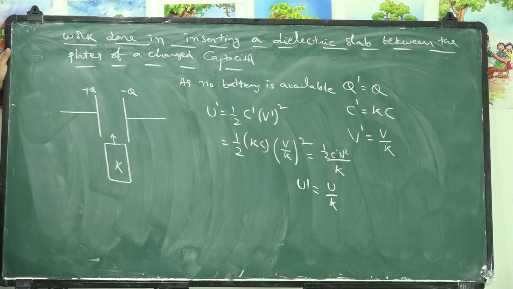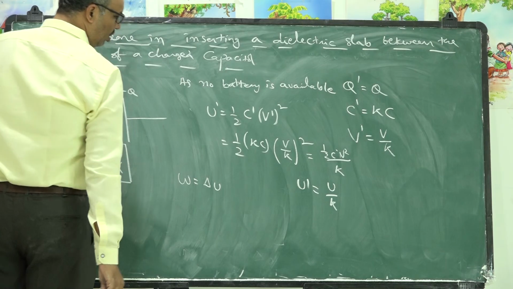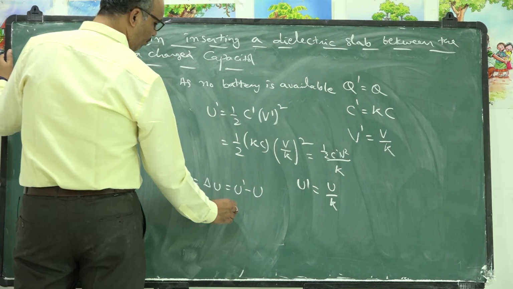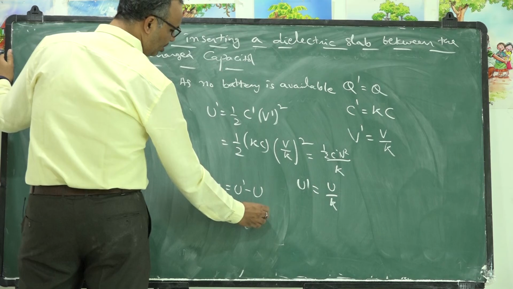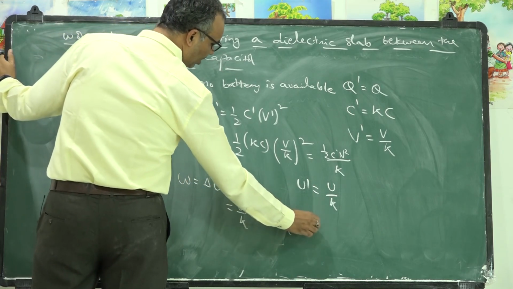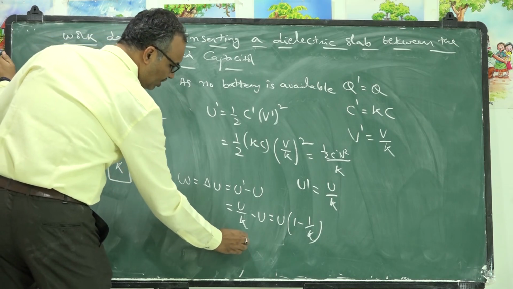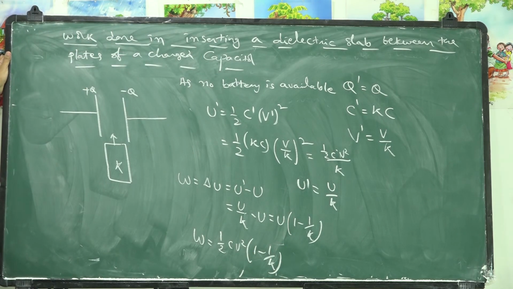You are asked to find work done. Work done is nothing but change in potential energy. Change in potential energy means final potential energy minus initial potential energy. Final potential energy is U by K, initial potential energy is U. So U into (1 minus 1 by K). Work done is U, meaning initial energy half CV square, into (1 minus 1 by K). So by using this formula we can calculate the work done. The work done is very simple: half CV square into (1 minus 1 by K).